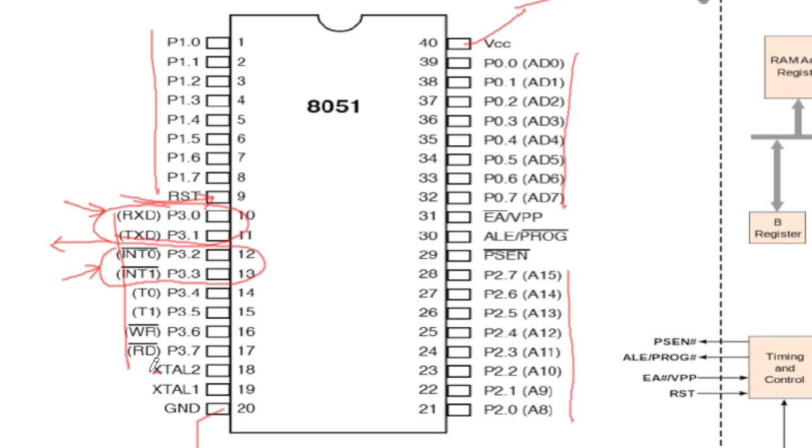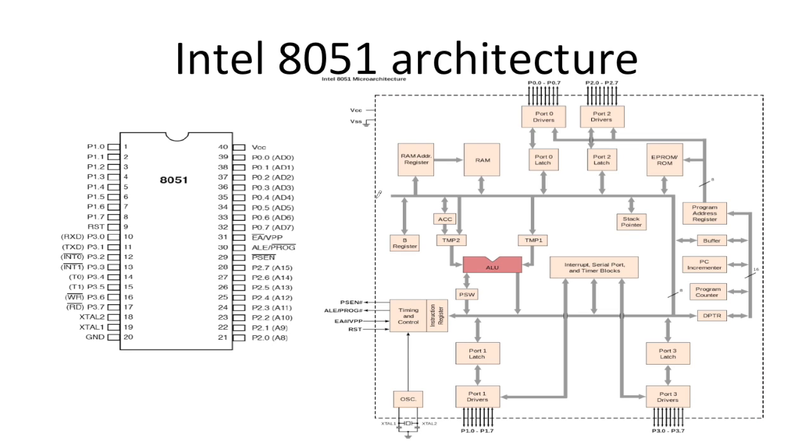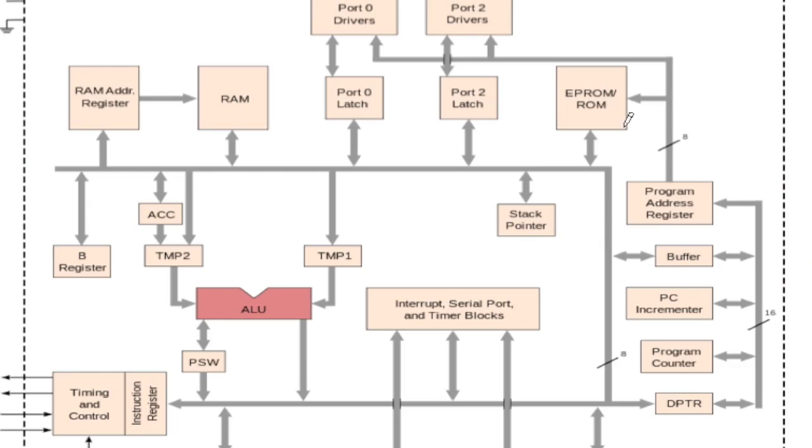You can hook up a crystal on these pins, and this allows you to control the timing operations within the microcontroller. Let's take a look at what's inside an 8051 microcontroller. When you write a program in assembly language, it is first assembled and the machine code is stored in the read-only memory here. So that's where your program sits.